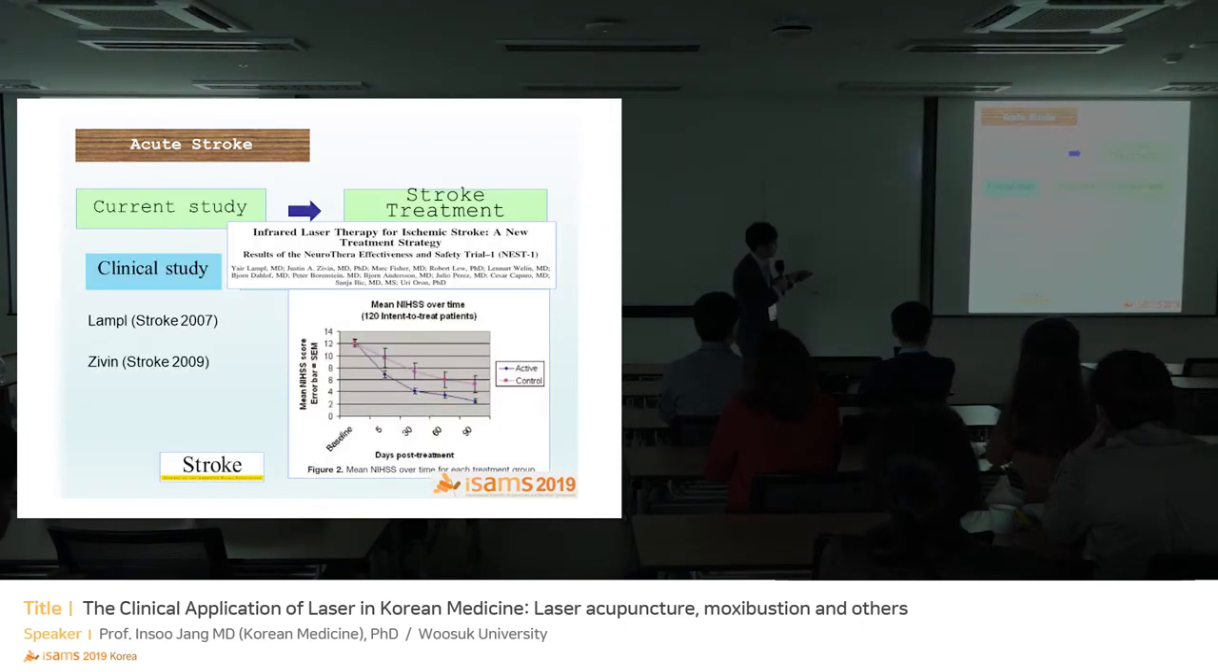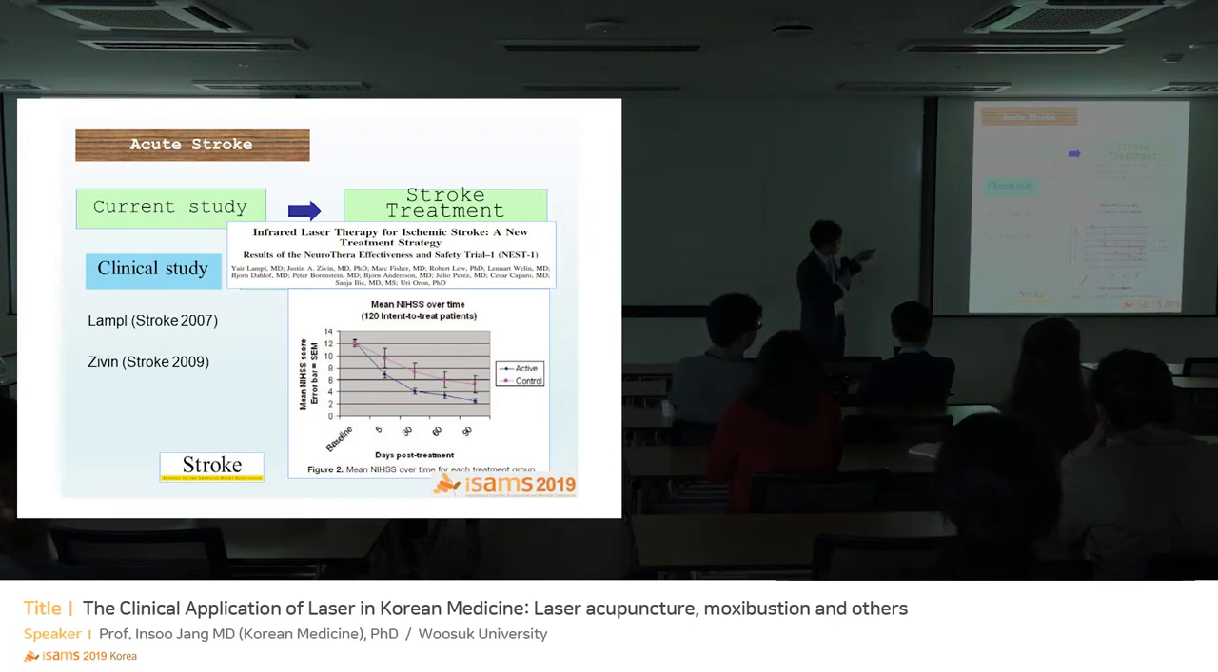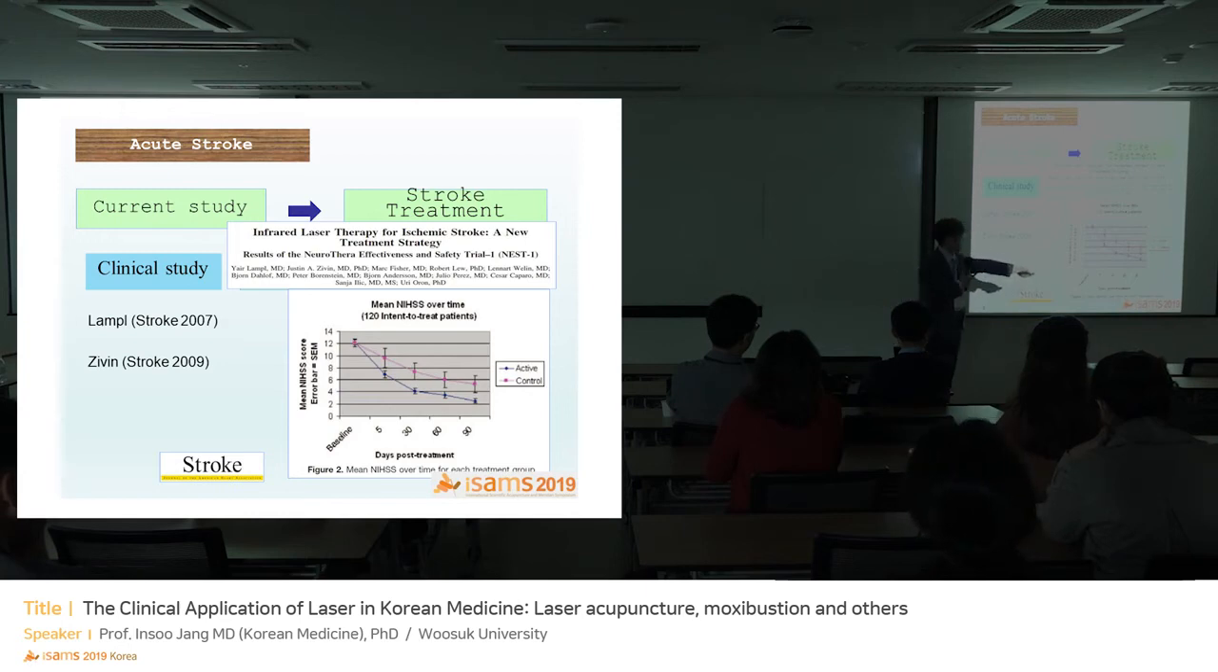In that case, they enrolled the patients and divided them into two groups, using low-level laser brain irradiation. After the initiation, at 30 days, 60 days, and 90 days, the NIH stroke scale differentiated the active group from the control group. It was published in Stroke.